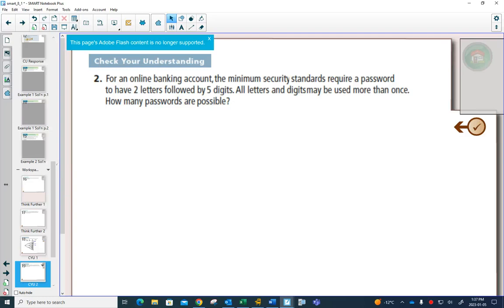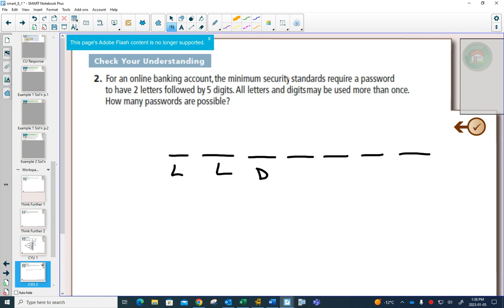Okay, so here is an online banking account. 2 letters followed by 5 digits. This one isn't very strong. So what do we have? We have 7 decisions that you have to make when making this password. You have to decide on 2 letters followed by 5 digits. And it says you can use letters or digits more than once, so this means that you're allowed to use the same letter twice or the same digit twice. How many passwords are possible?